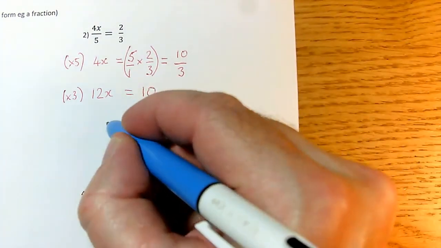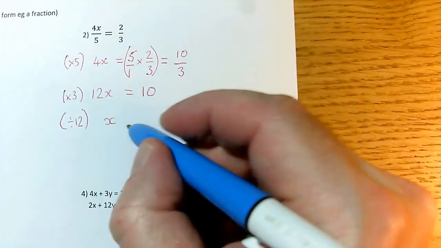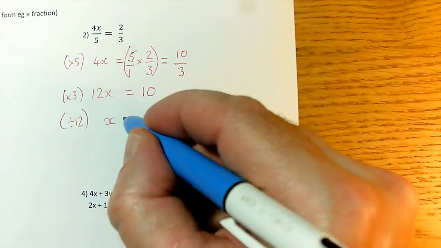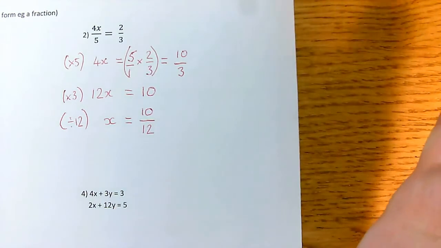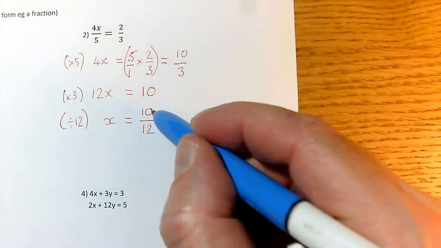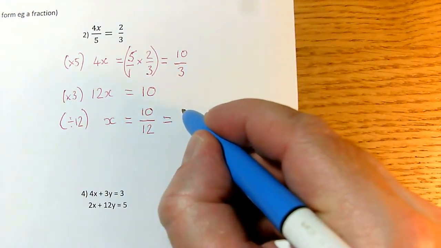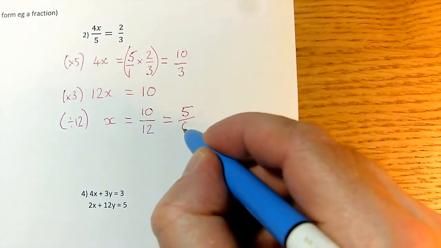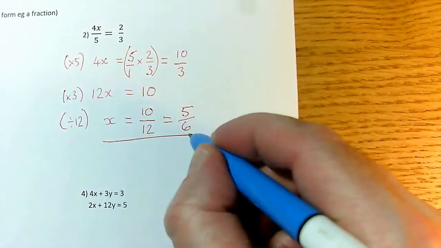If I know what 12x is and I want to know what x is, all I have to do is divide by 12. So dividing by 12 on this side gives me x. Dividing on this side, I'm going to get 10 over 12. Now that's a correct answer, but it's nice to notice that this fraction has an even number on the top, an even number on the bottom, so I can divide top and bottom by 2, so this is the same as 5 over 6. So I've got my answer, x is 5 over 6, so I've finished.